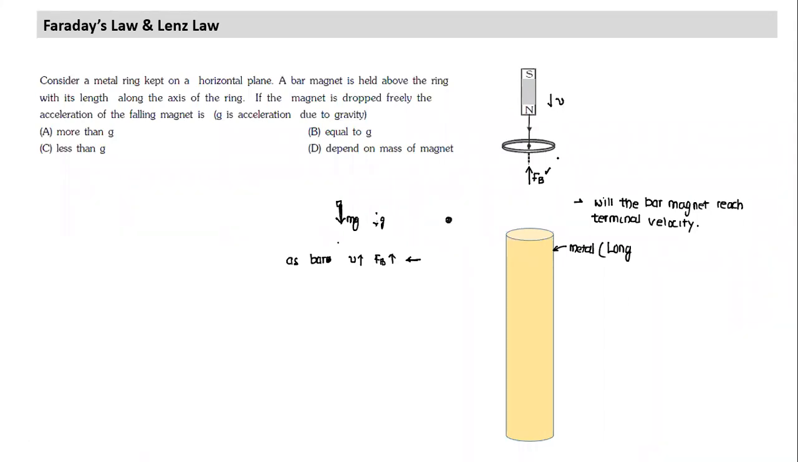As the velocity increases, the rate of change of flux through the coils keeps on increasing, and the force also keeps increasing. And as the force keeps increasing, at some point in time these two forces become equal and opposite. It acquires a terminal velocity. So it will fall with a constant velocity if the cylinder is long enough.